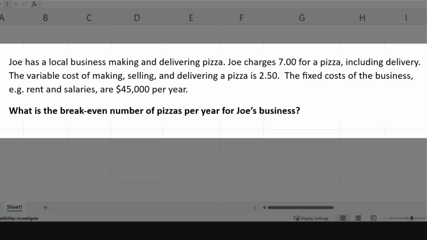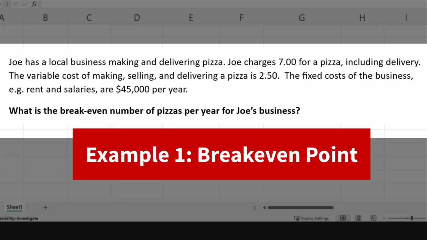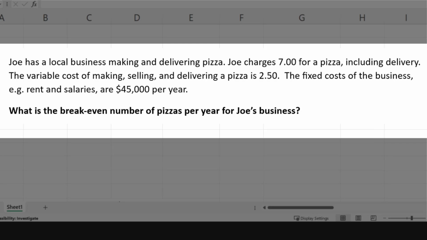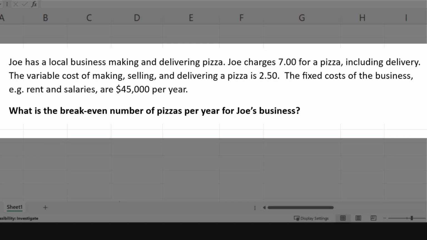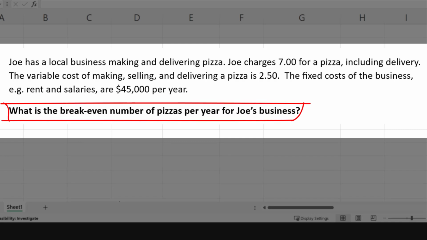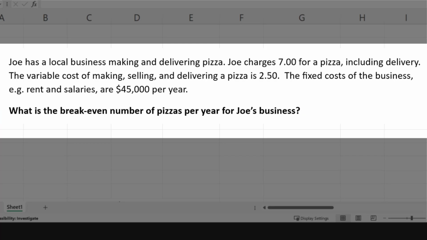In our first example, let's help a business understand their break-even point in units. Break-even point is the number of units they need to sell where their costs are equal to their revenue, when their profit is at 0. We see Joe makes pizzas, so we're trying to find his break-even number of pizzas for the year. If you'd like to pause the video at this point, try it yourself. That's a great thing to do. So hit pause, and when you're ready, continue watching.